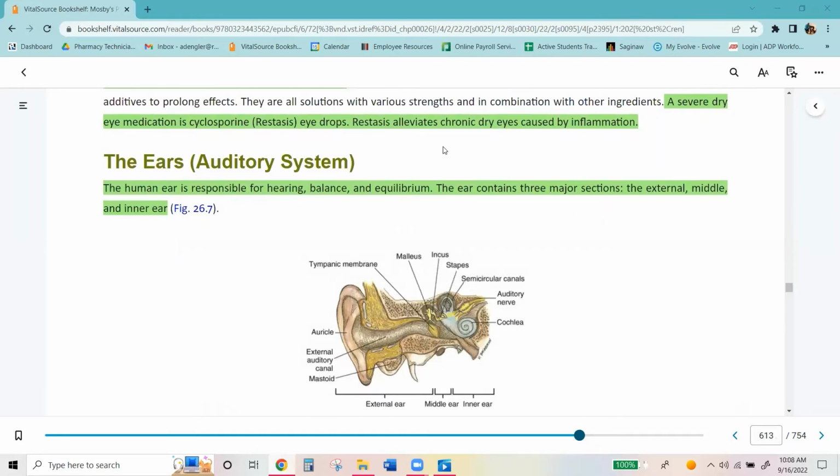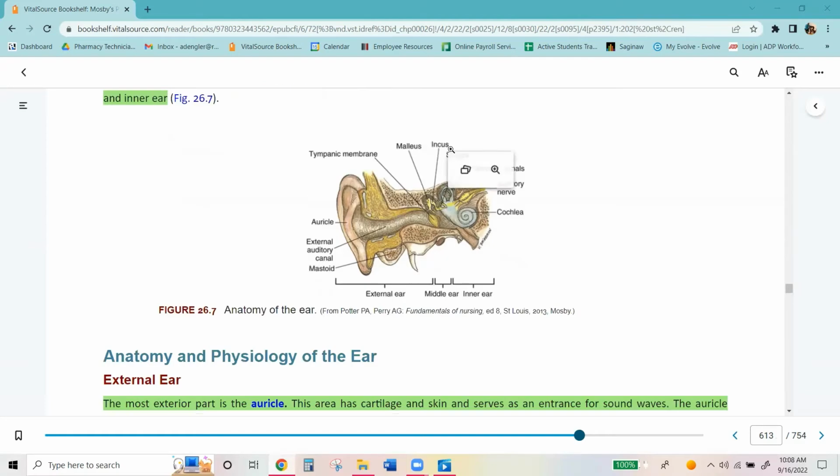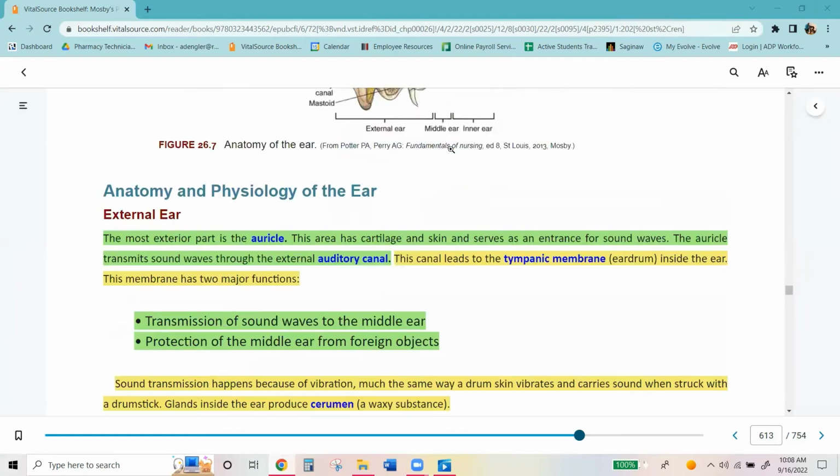The human ear is responsible for hearing, balance, and equilibrium. The ear contains 3 major sections: the external, middle, and inner ear. The most exterior part is the auricle. This area has cartilage and skin and serves as an entrance for sound waves. The auricle transmits sound waves through the external auditory canal. The canal leads to the tympanic membrane, which is the eardrum inside the ear.